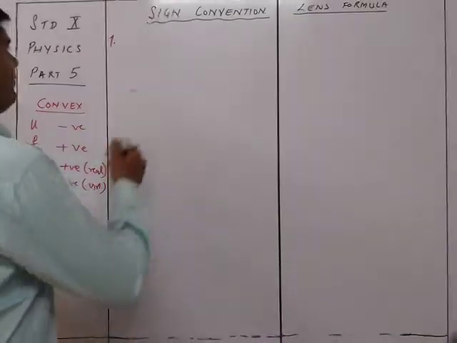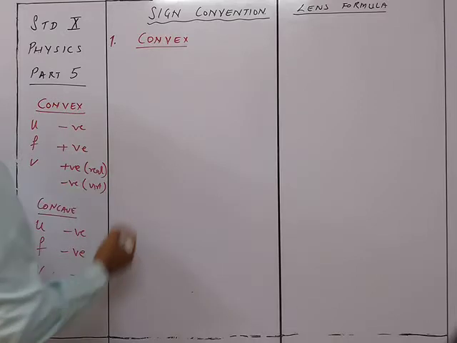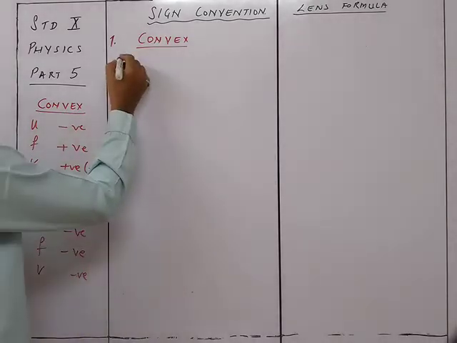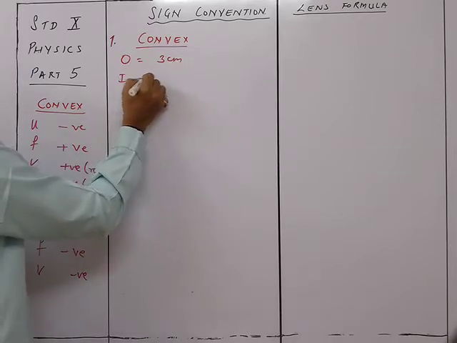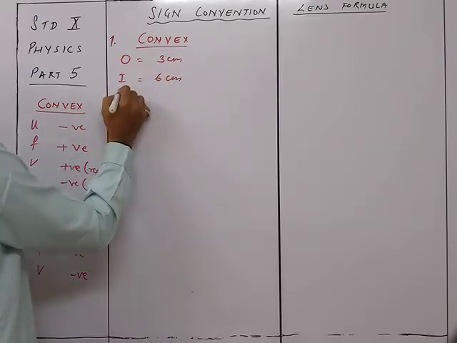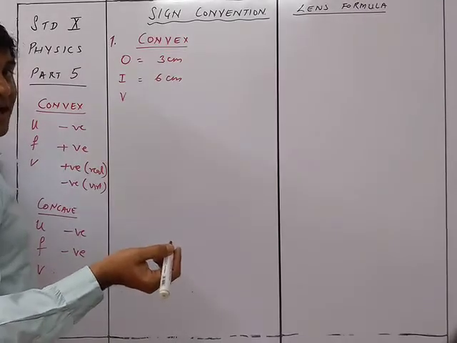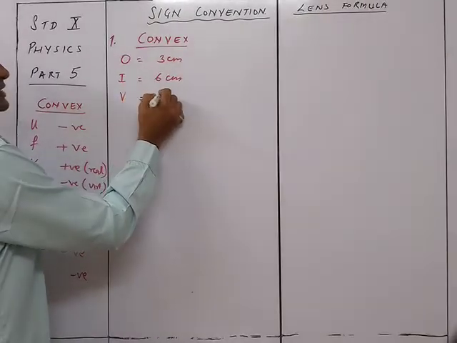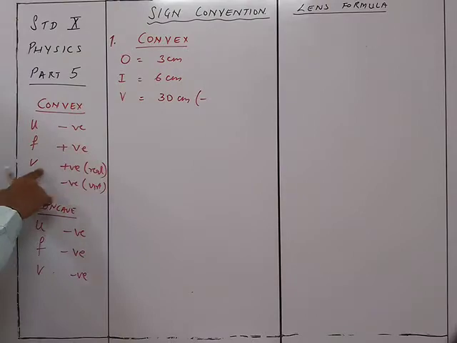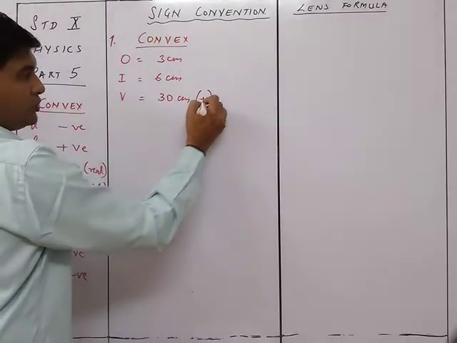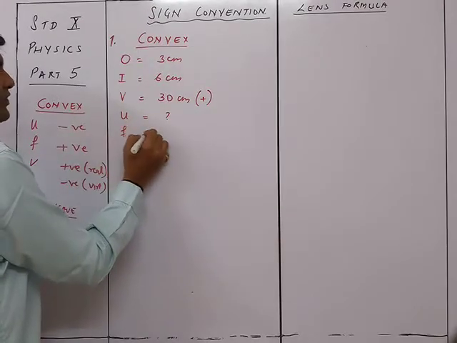So we see over here, first of all we'll write out the type of lens so that we are not getting confused about the sign convention. You are given that the object is of 3 centimeters and the image is of 6 centimeters. It's a real image because it's taken on a screen. It is given that the screen is at 30 centimeters from the lens, so V is positive because it is a real image. So no change in the sign. U is what you need to find out, and F is what we need to find out again.